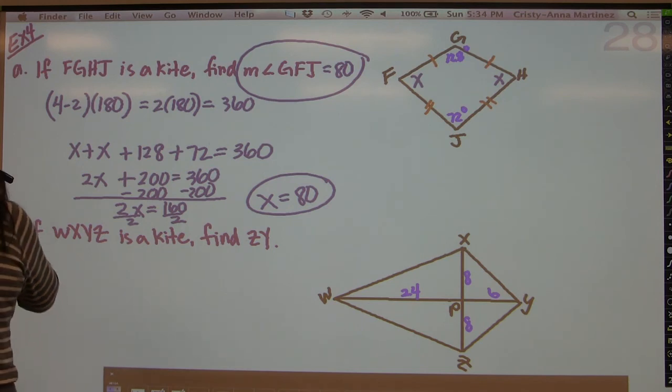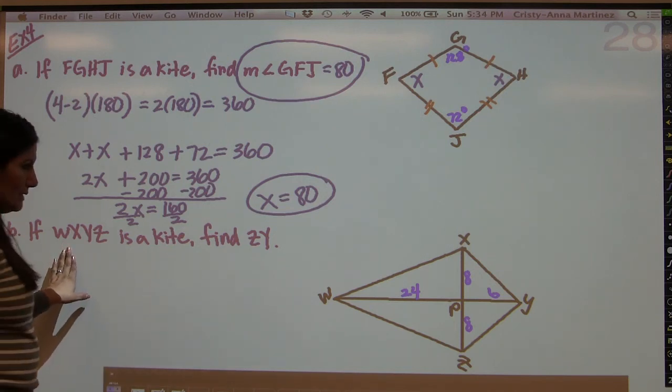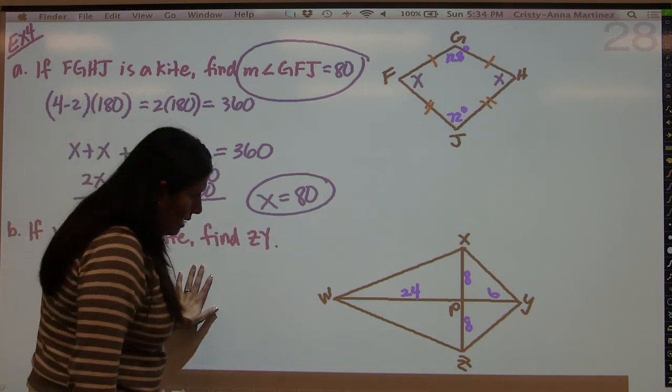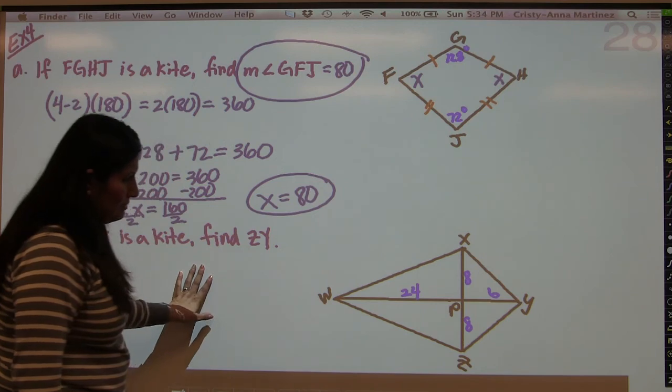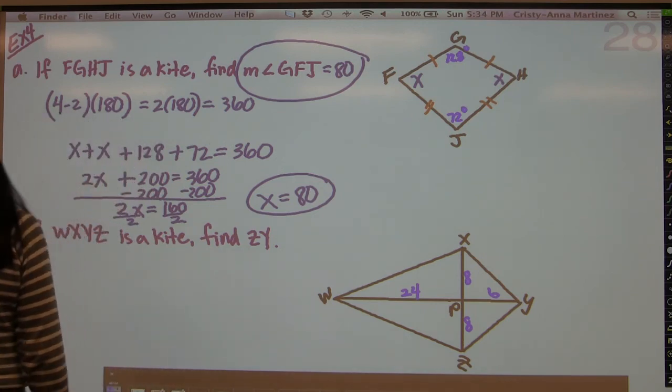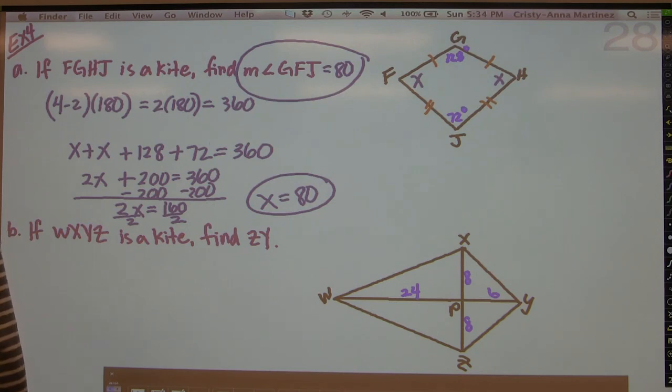Awesome. And then for part B, it says, and this is a different figure now, if WXYZ is a kite, find ZY. Where is my ZY?